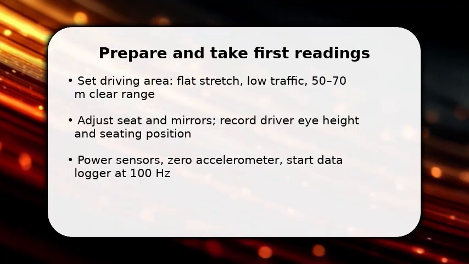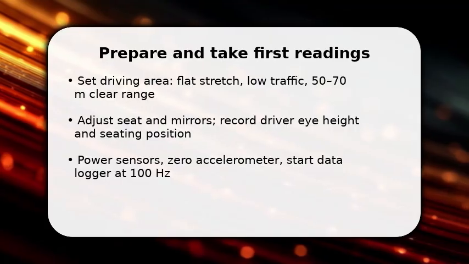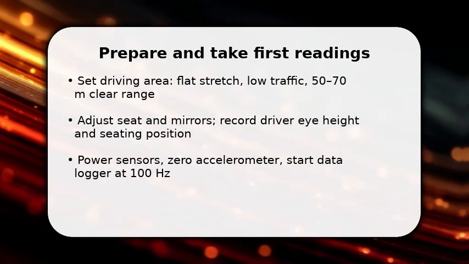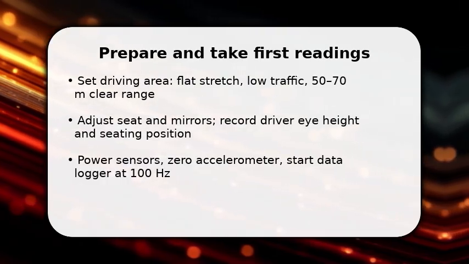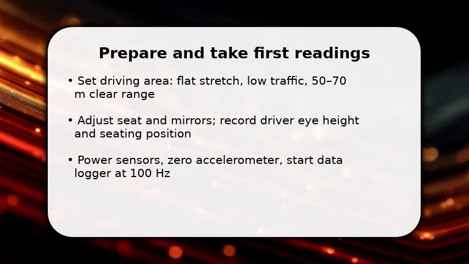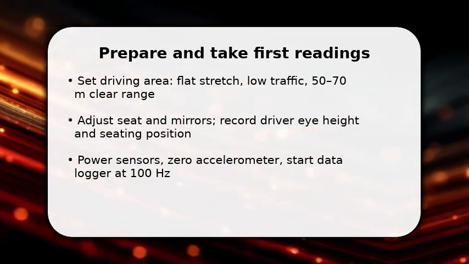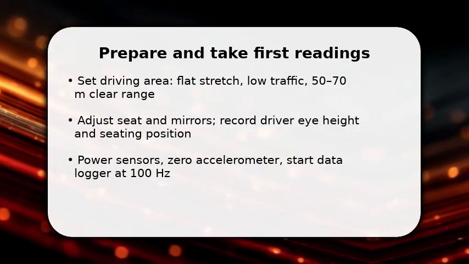You start by locking in repeatable conditions. Choose a flat, low-traffic stretch and set your seat and mirrors exactly. Once done, power sensors and zero the accelerometer so gravity and bias are removed. Make sure the data logger runs at 100 Hz and name files with date and run number.